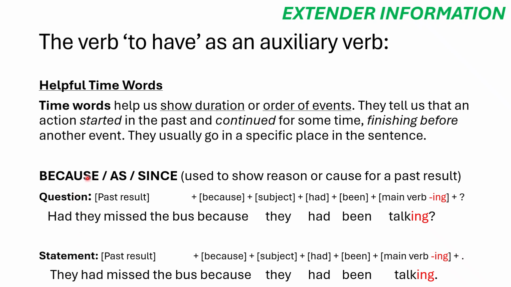In a question: past result plus because plus subject plus had plus been plus main verb. Had they missed the bus because they had been talking? In a statement: past result plus because plus subject plus had plus been plus main verb. They had missed the bus because they had been talking.